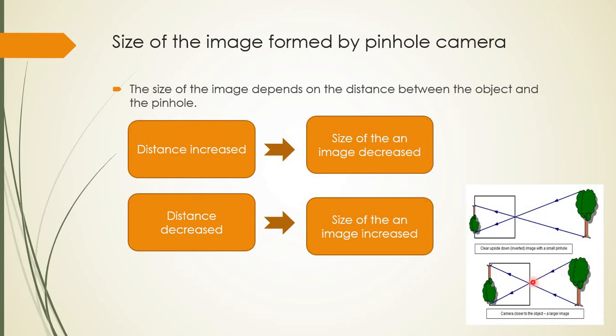If the object is closer to the pinhole camera, then at that time the size of the image will be larger. Okay, and when it is far away from this pinhole camera, as you can see here in this picture, when the distance between the pinhole camera and the object is increased, then the size of the image will be decreased. In the reverse case, when the object comes closer to the pinhole camera, the size of the image will also increase. So this is the thing that is related to the size of the image formed by a pinhole camera.